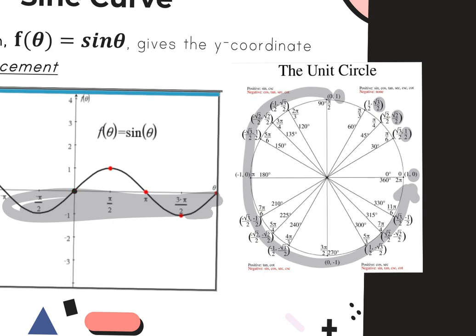So at 0, my sine is 0 because the y is 0. At pi over 2, my sine is 1 because that's what sine is at pi over 2. At pi, it's back down to 0. At 3 pi over 2, it's negative 1. And then I come all the way back around to 2 pi, and it's back to 0. So that's where the parent function of sine is formed, okay?